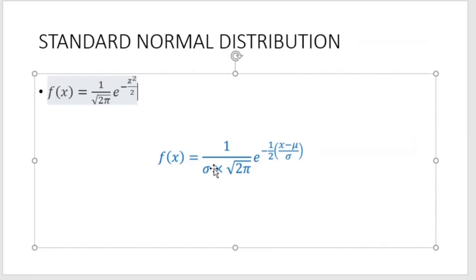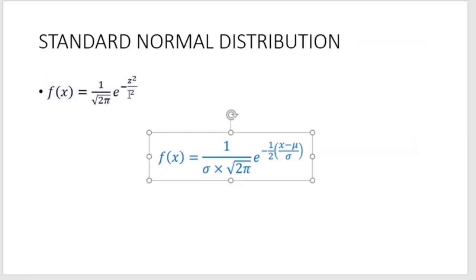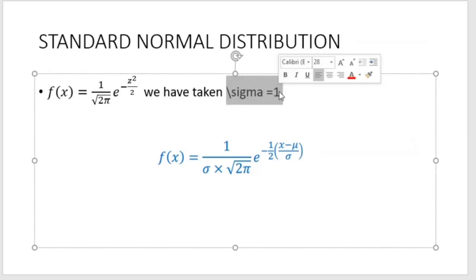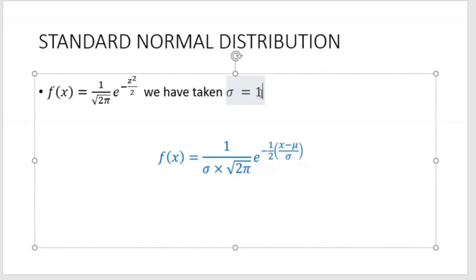So the assumptions here: we have taken sigma equal to 1, sigma is this symbol, and we read this mu as equal to 0. When you substitute these values, you will get e power minus z square by 2. This is called the standard normal distribution.